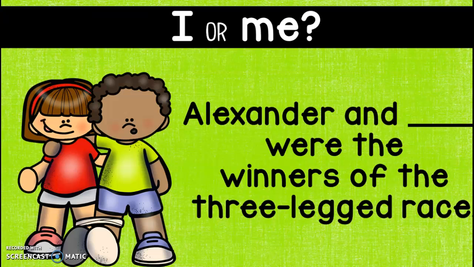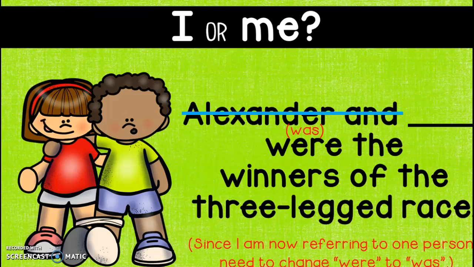Alexander and blank were the winners of the three-legged race. I'd cross out Alexander and, I would say blank were the winners of the three-legged race, so it would be I were the winner or me were. Okay, and you'll see down here in parentheses, and we had talked about this before, that sometimes we have to change the verb, right, to make it fit the sentence correctly. Okay, so it should be I was the winner of the three-legged race.